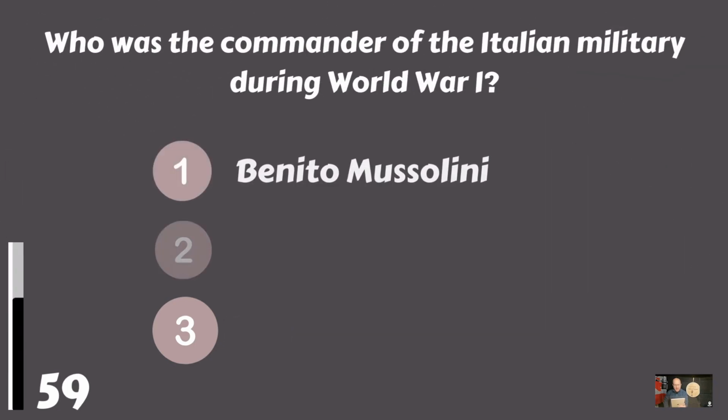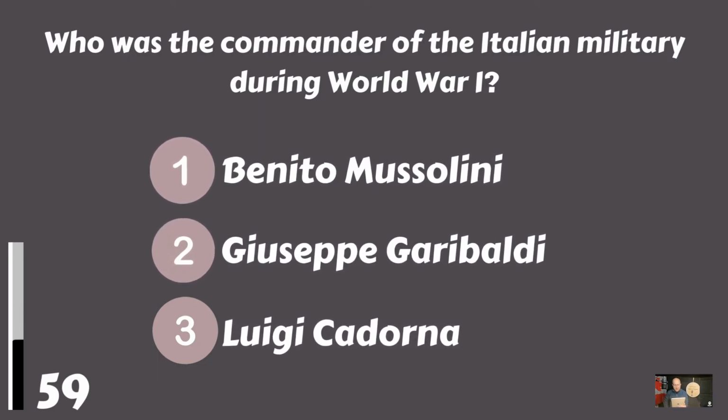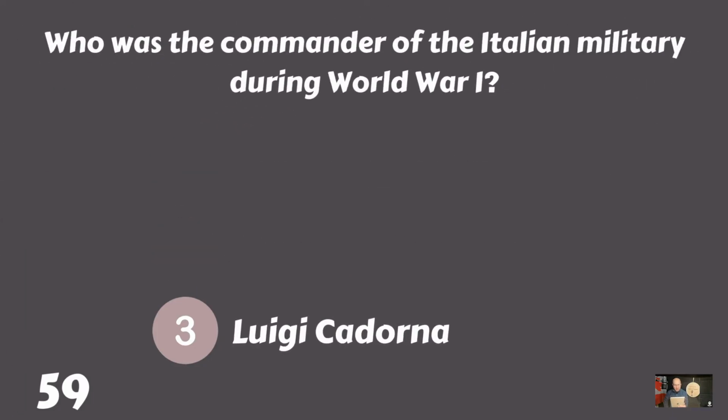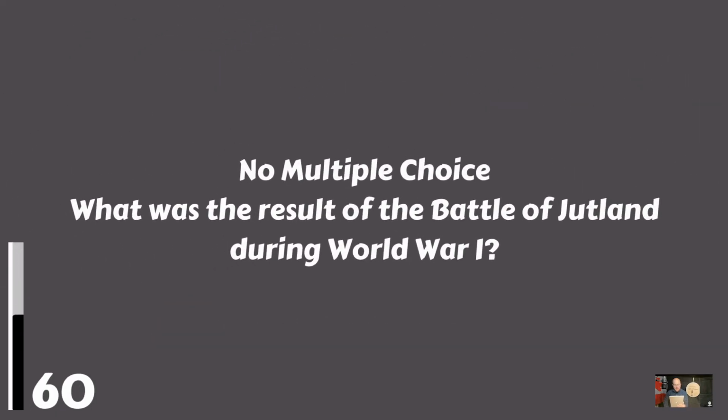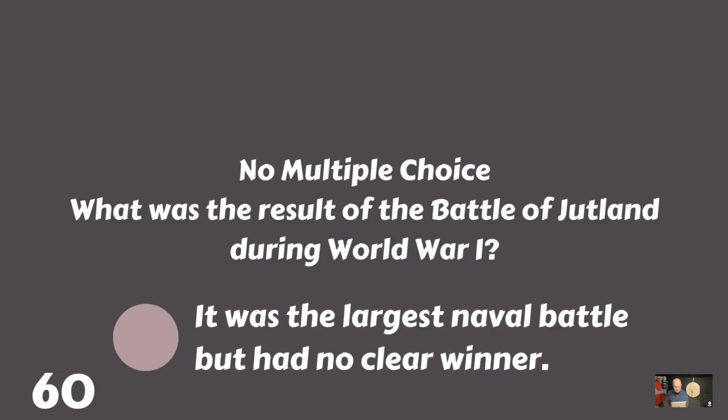Who was the commander of the Italian military during World War I? Was that Benito Mussolini, Giuseppe Garibaldi, or Luigi Cardona? The commander of the Italian military, Luigi Cardona. Not a multiple choice. What was the result of the Battle of Jutland during World War I? The result of the Battle of Jutland was that it was the largest naval battle, but had no clear winner.